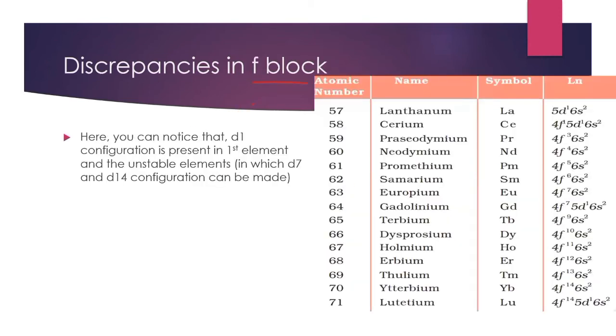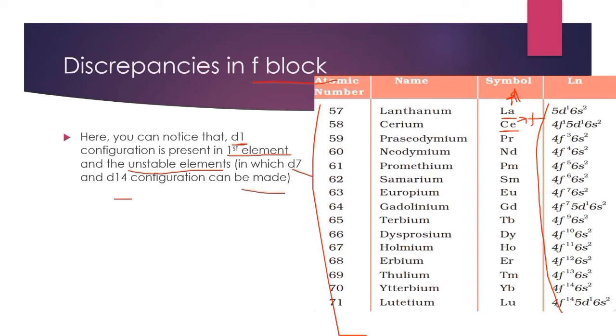Now in the F block, you can notice here that the d1 configuration is present in the first element and the unstable element. Here the first element is not La but it is Ce. La is a D block element and Ce is an F block element. Cerium is an F block element. Lanthanum is a D block element. In the first element and the unstable element, d1 and d7, d14 configurations can be made like this, because the f orbital cannot contain more than 14 electrons. And this is D block, so the last electron will obviously enter in the 5D series.